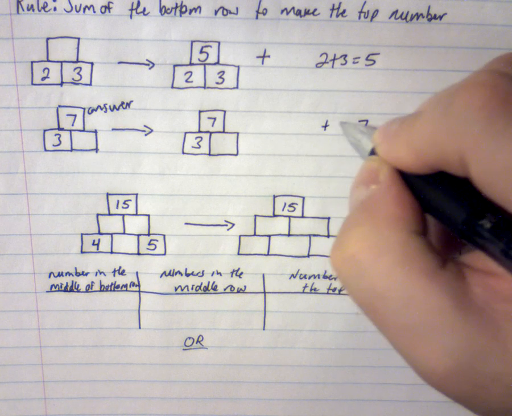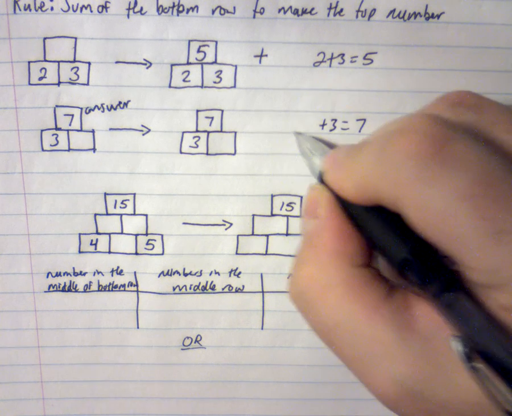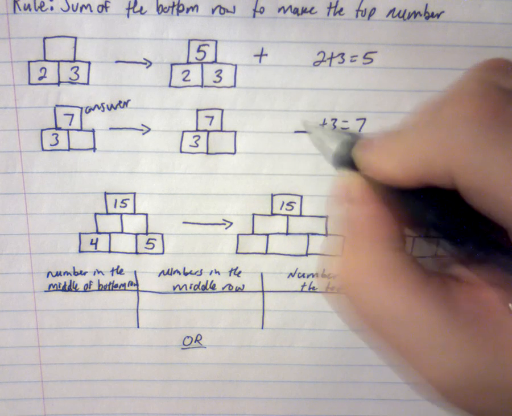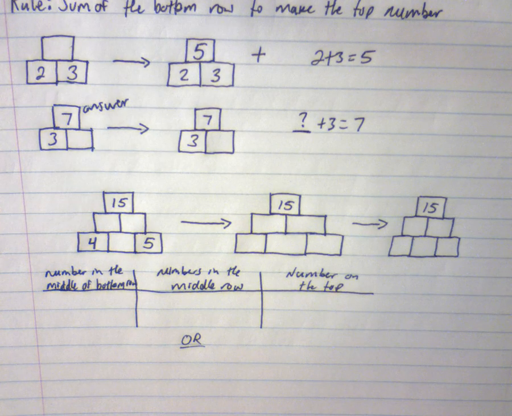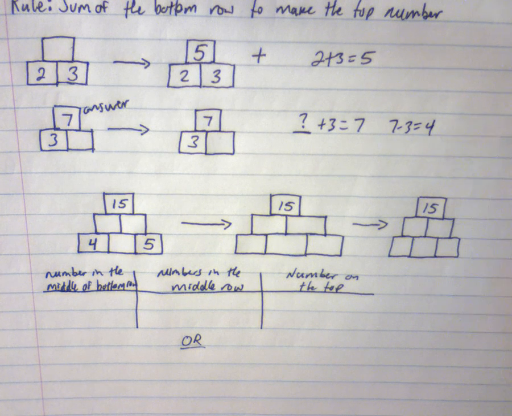So what we technically have is the answer. So we have something plus 3 equals 7, but we don't know what that something is. So we need to figure out what the question mark is. Now, there's two ways we could go about this. What we need to do is subtract. So we turn it into a subtraction question. Now, we can just do 7 minus 3 gives us 4.